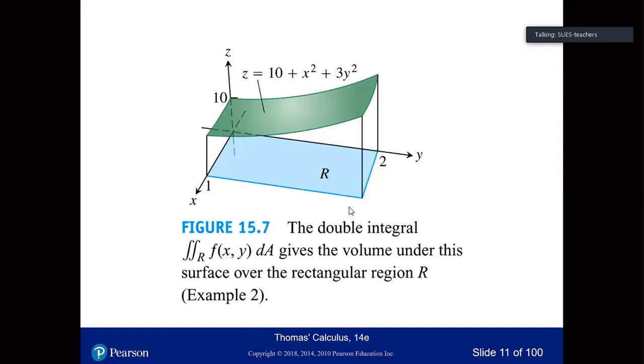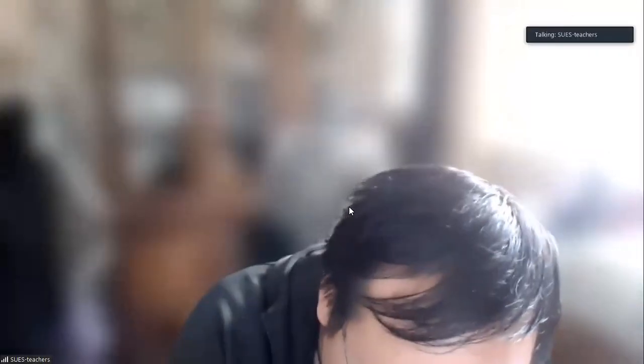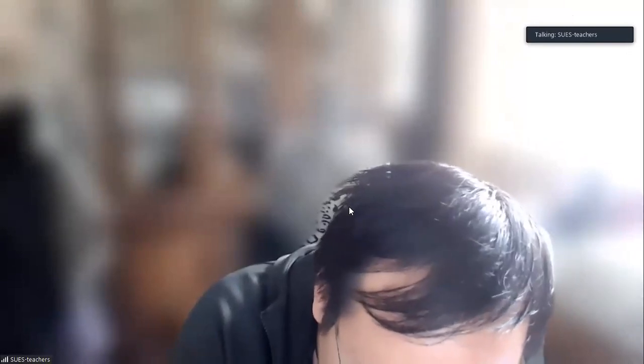So this is example 2. Still the same thing. We have this surface, and the domain of x and y is a rectangle. Doing the double integral is trying to find the volume under this surface. Let's see how we are going to solve this type of question using double integrals.